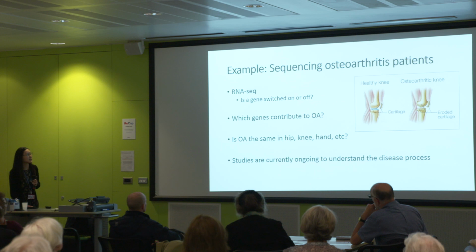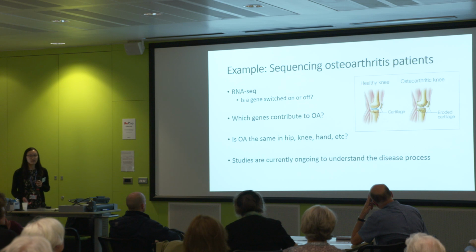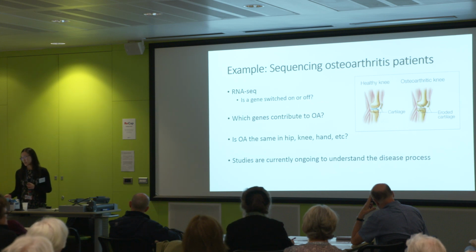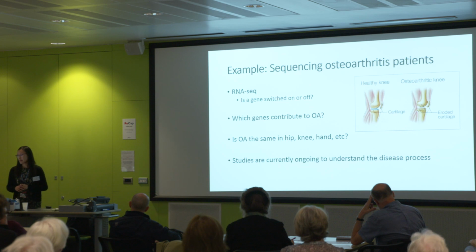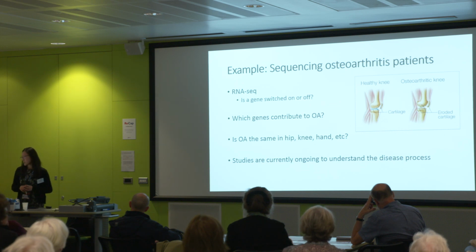Within Newcastle University and in projects funded by CIMA, we also use DNA sequencing and related technologies in our projects. For example, we extract DNA from osteoarthritic patients, that you've just heard from Joanna. We can then compare them to healthy patients to find out which genes the osteoarthritic patients have that the healthy patients don't. We can also ask questions such as, is osteoarthritis the same depending on which joint site it's in? So is hip osteoarthritis the same as knee osteoarthritis, for example? These are all studies that are currently ongoing to try and understand the disease process.